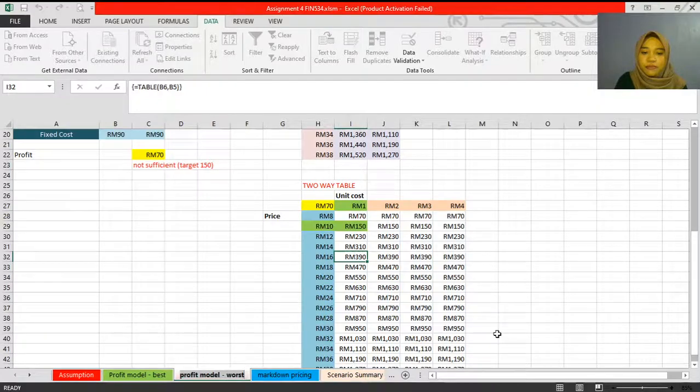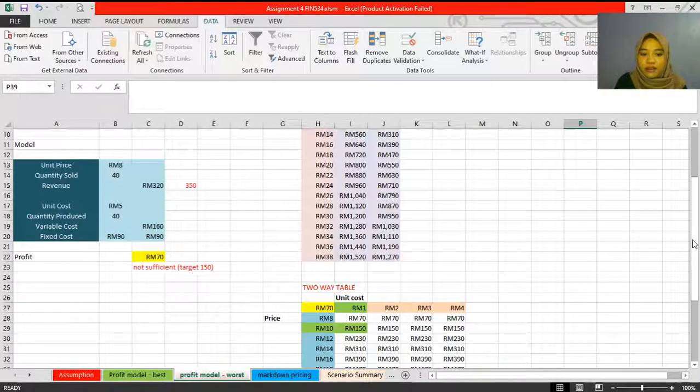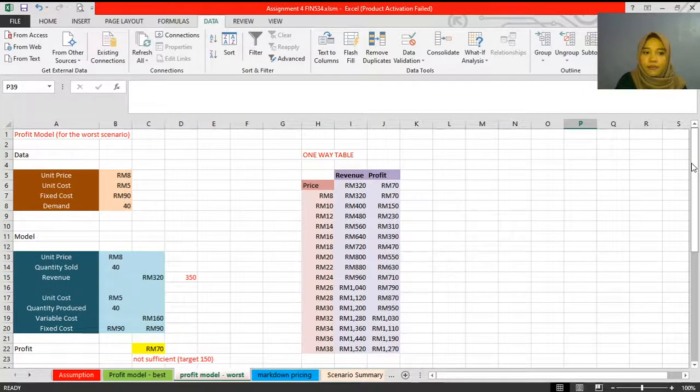Okay, and then we move on to my profit model for my worst scenario. In the data, I have unit price 8 ringgit, unit cost 5 ringgit, fixed cost 90 ringgit, and my demand is 40 units.